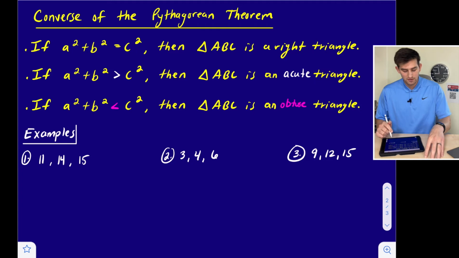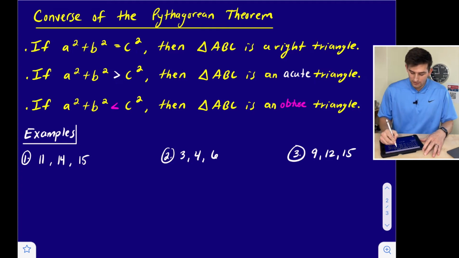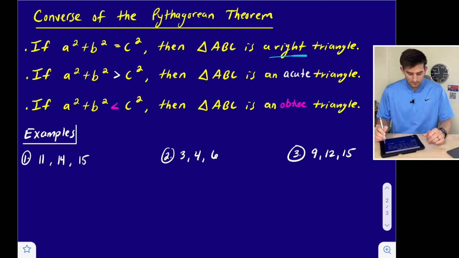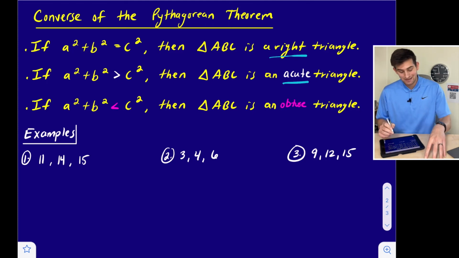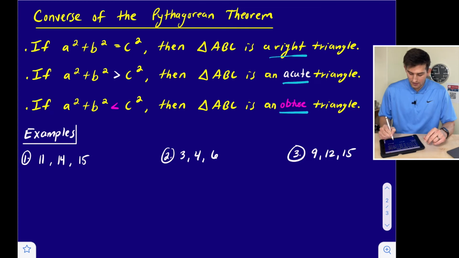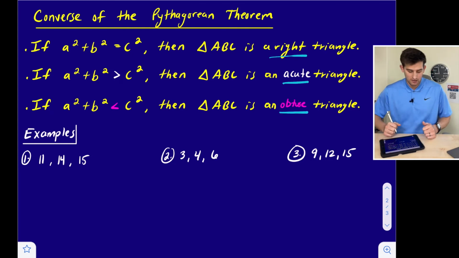That's what these three bullet points tell us right here. If a squared plus b squared equals c squared, then we have a right triangle. However, if a squared plus b squared is greater than c squared, then we have what's called an acute triangle. And if a squared plus b squared is less than c squared, then the triangle is obtuse. So let's see some examples below. As we mentioned earlier with Pythagorean triples, the largest number needs to be our hypotenuse. We can look at these three numbers and check to see if they would even make a triangle, because the sum of any two sides needs to be greater than the third side.